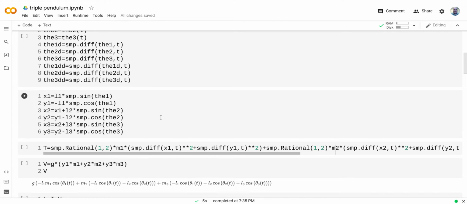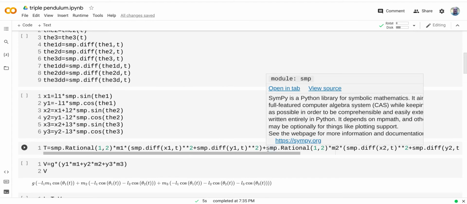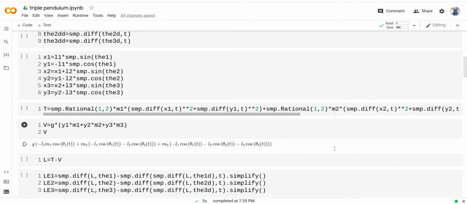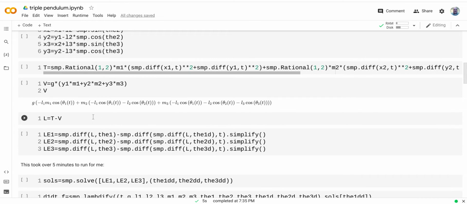We figure out the kinetic energy. So we're even doing these rational things that it's fancy with. It's treating one half as truly a fraction. And then it's basically just the mass times the velocity squared. And of course, the potential energy is just all the MGHs added up. Then we say that the Lagrangian is the kinetic energy minus the potential energy. And we set up a whole bunch of equations here.